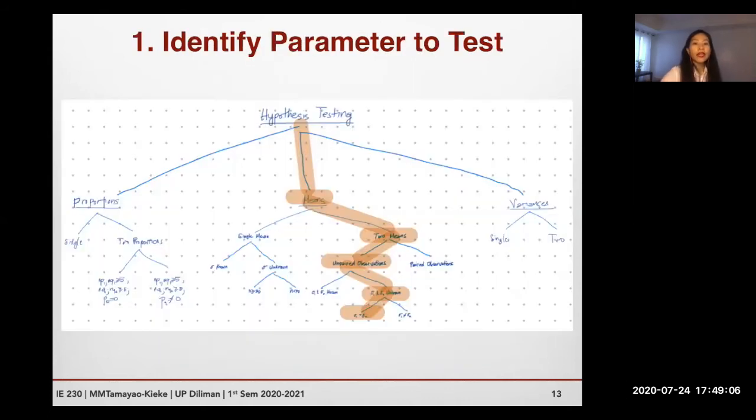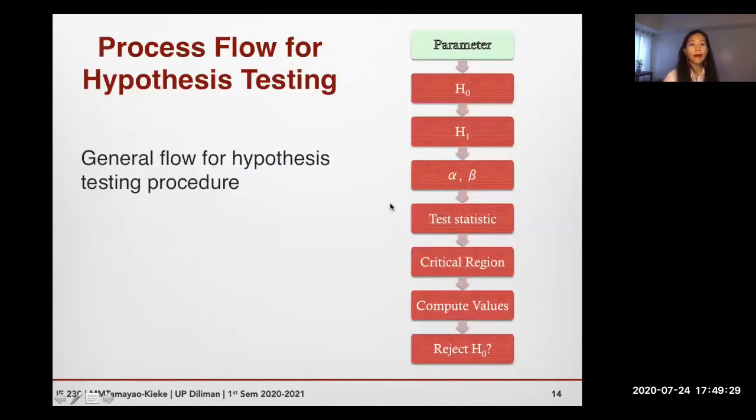Then the parameter that we are interested in is definitely the mean. And of course, we are comparing two populations, so two means. And we have unpaired observations. And we don't know the variances, but we can assume that they are equal. Okay. So now we have identified the parameter. Let's go to the next step, which is to state the null hypothesis.